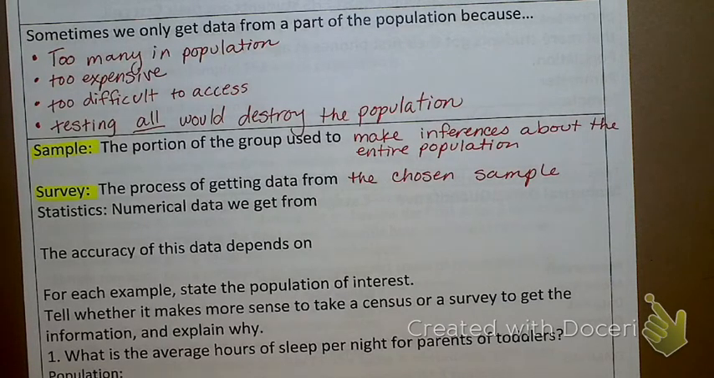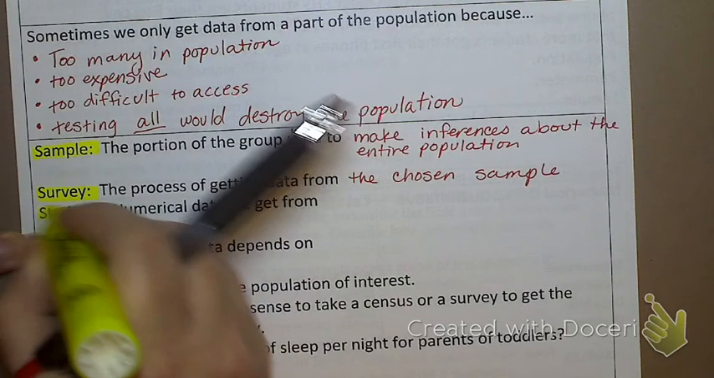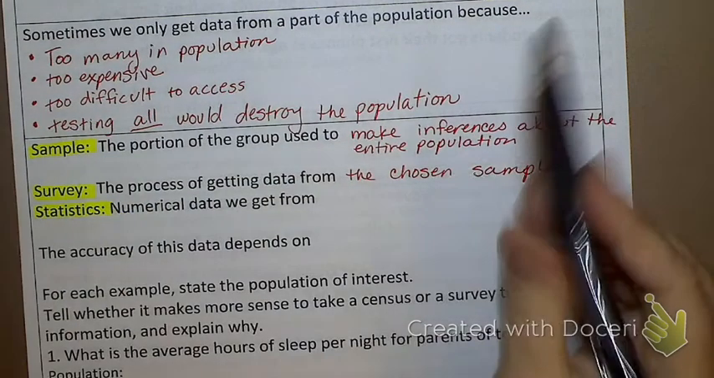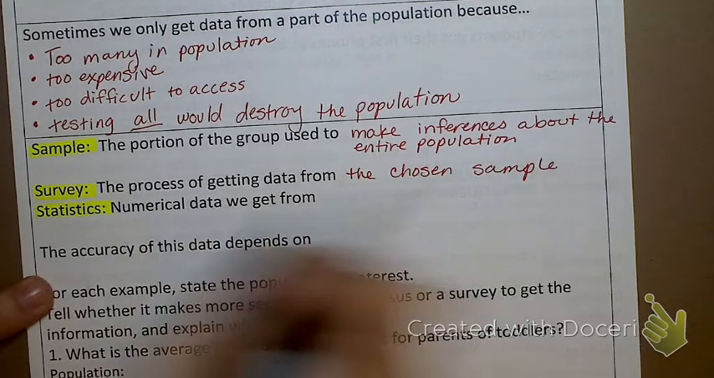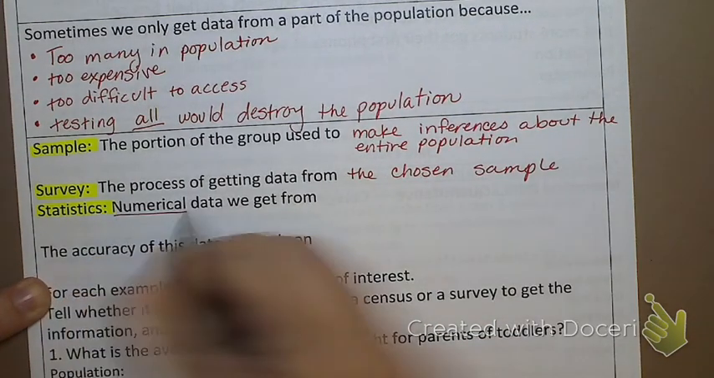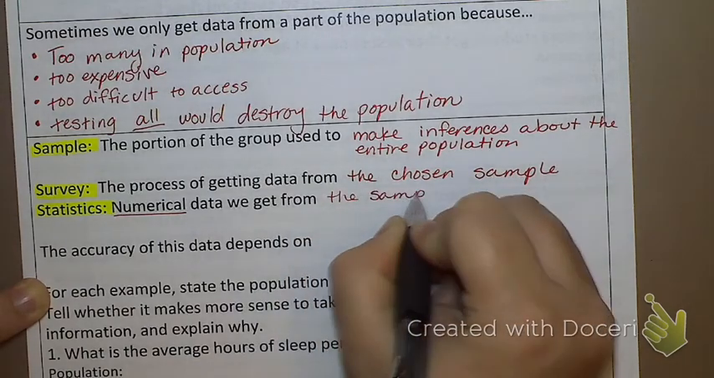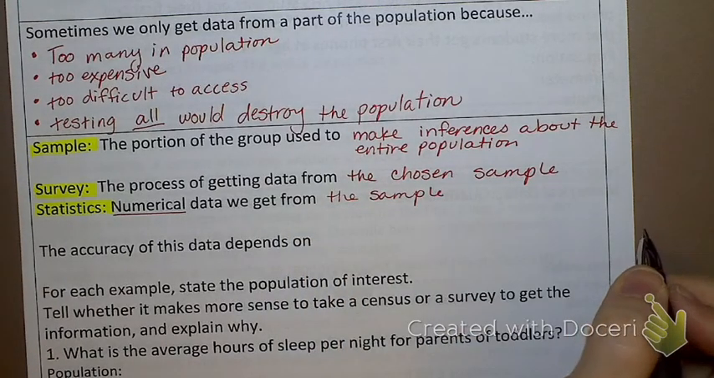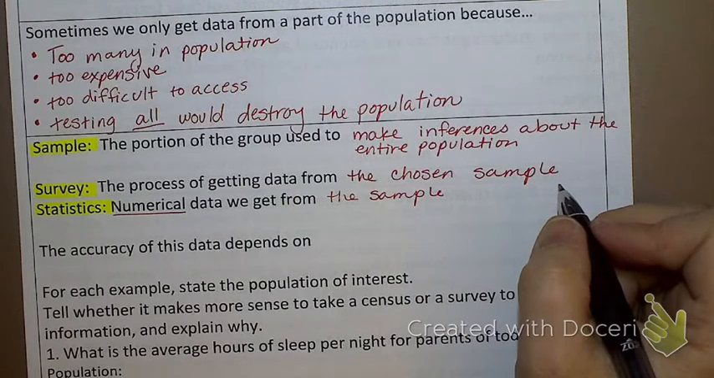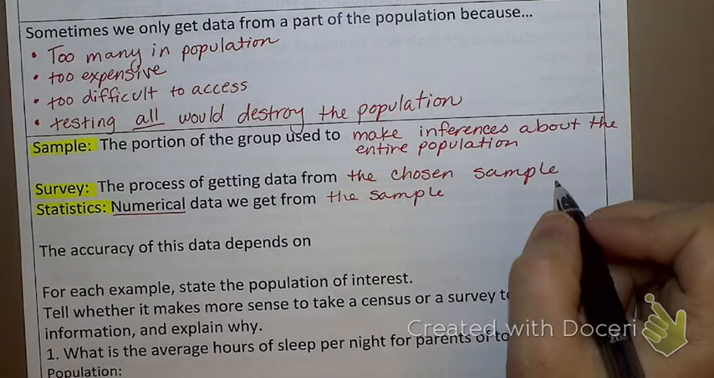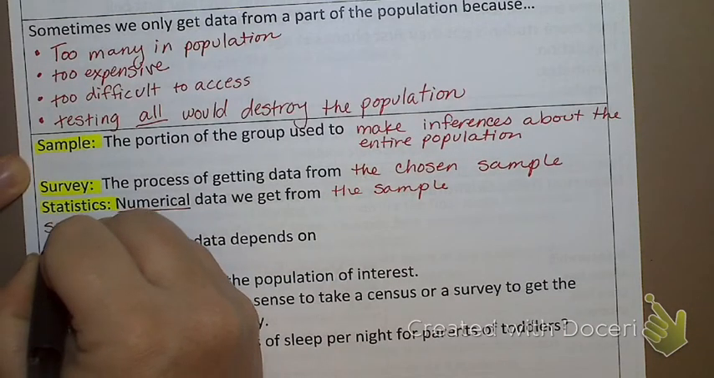And then the statistic, or statistics, are what we get numerically from the sample. So it's the information we get from the sample. Examples of that: we could get another standard deviation.